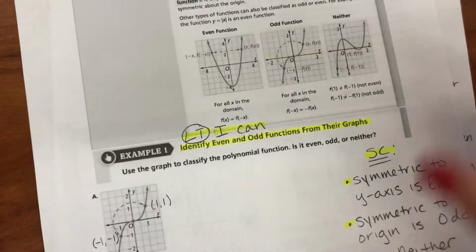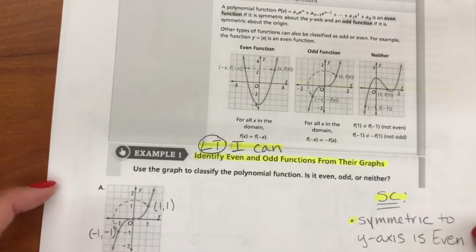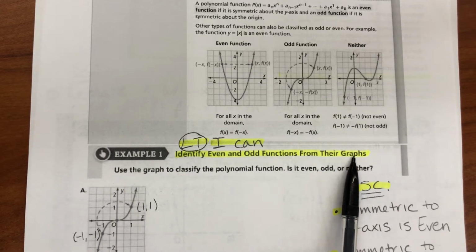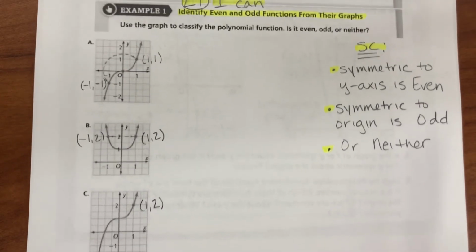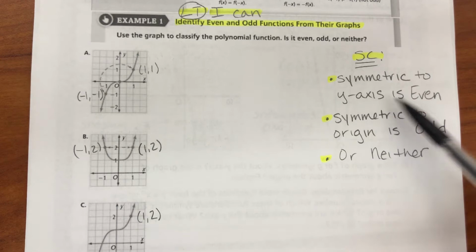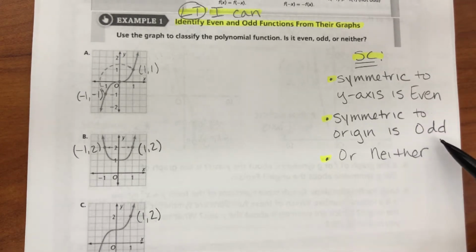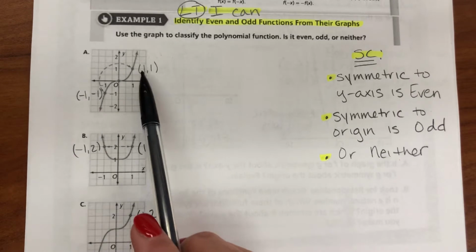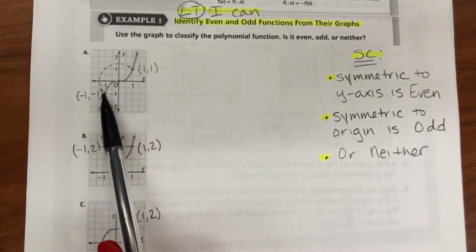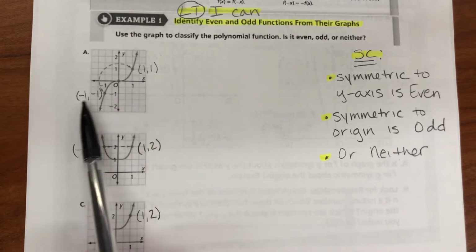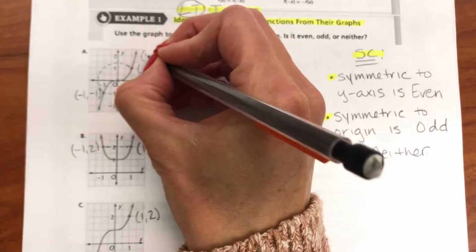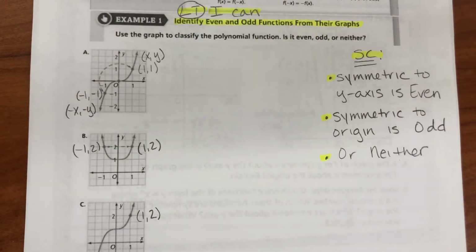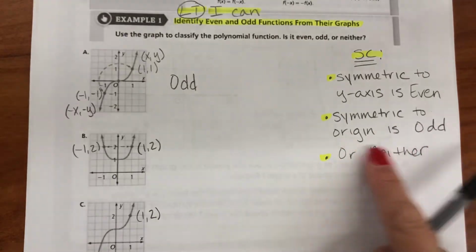So now I'm on page 60 of the note packet here. All right, so brings us to our first learning target. I can identify even and odd functions from their graphs. So let's write down the success criteria. Symmetric to the y-axis is even, symmetric to the origin is odd, and if neither one of these are true, then you call it neither. Let's look at A. So I have the point 1, 1, and reflected over the origin here, symmetric to the origin, negative 1, negative 1. So positive xy became negative x, negative y. So this is symmetric to the origin, and we call that odd.